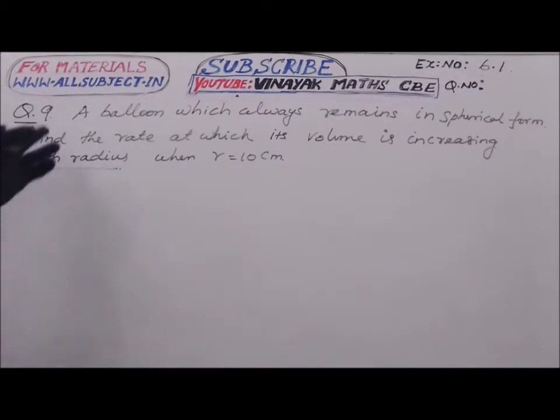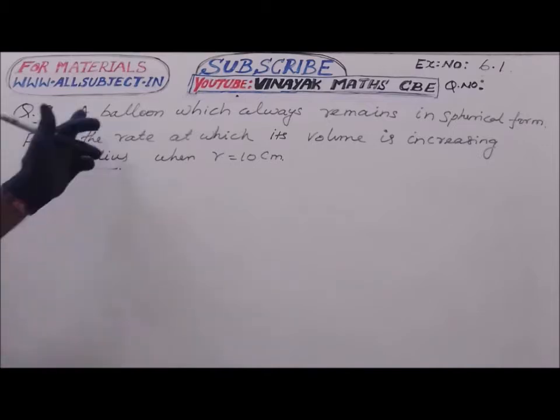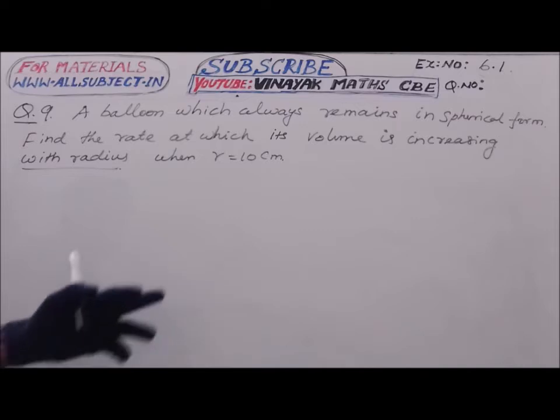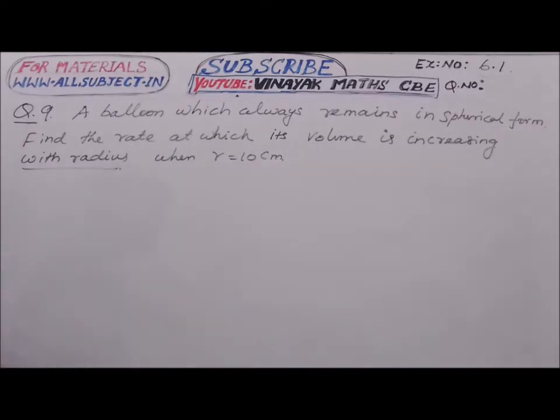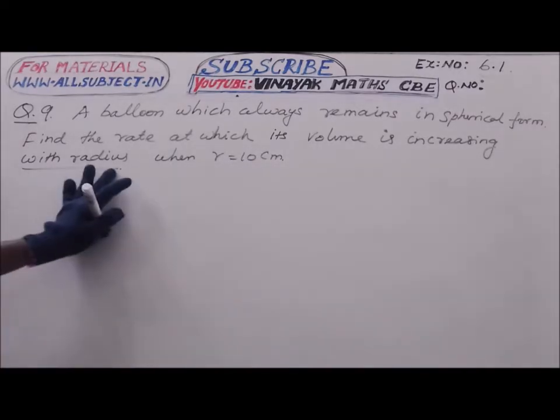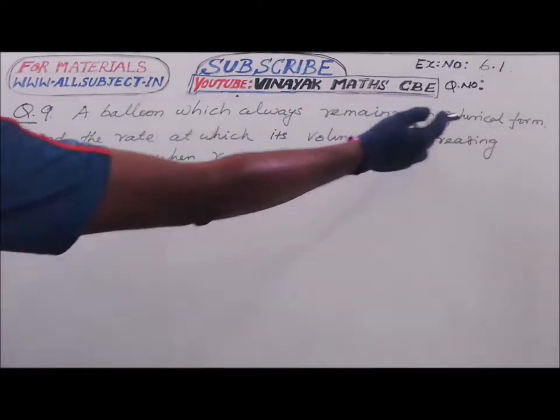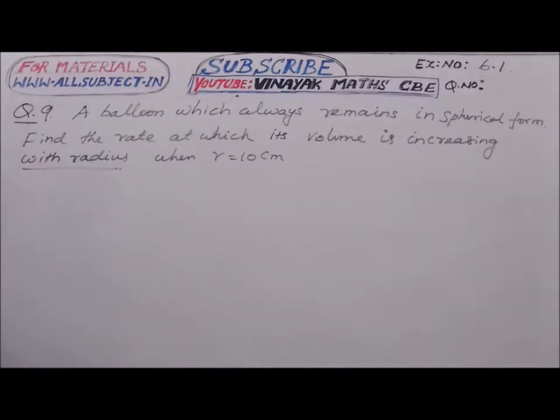Here comes the next question, question number 9. A balloon which always remains in spherical form. Find the rate at which its volume is increasing with radius when r equals 10 centimeter. A balloon remains always in spherical form is given, so we should take the volume of a sphere here.